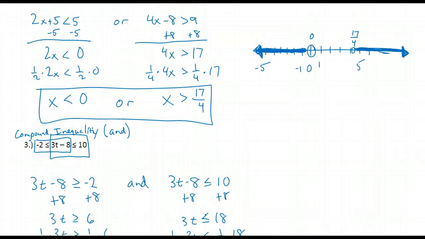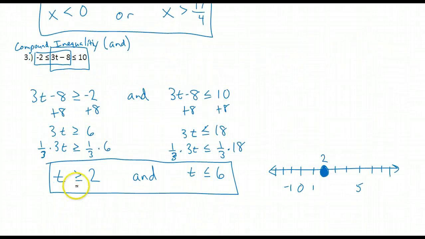Different than the first two examples where 0 wasn't a solution. I could get up to close to 0 but not include 0. I can include 2 as a solution to this inequality. The other place I want to put a dot is at 6, and I'm going to put a closed dot there because I want to include 6 as a possible solution. So if I look at all the values that are greater than 2, I would have all of these values to the right.